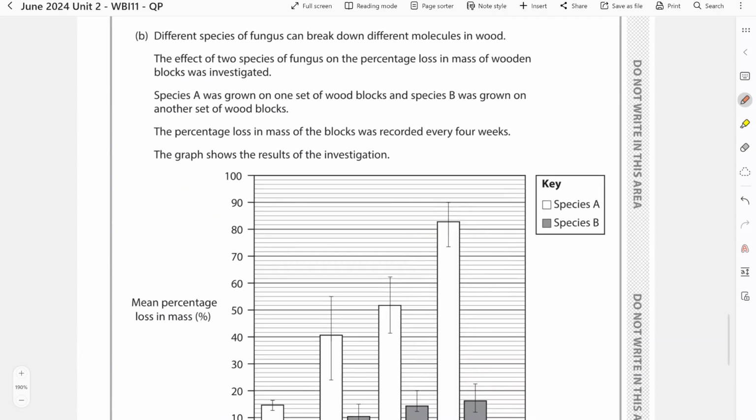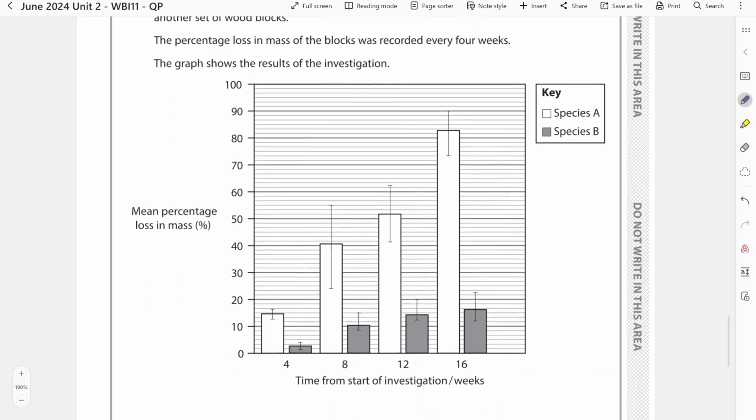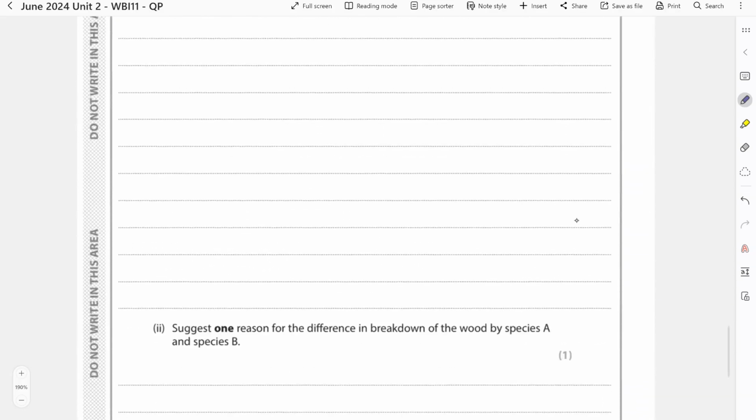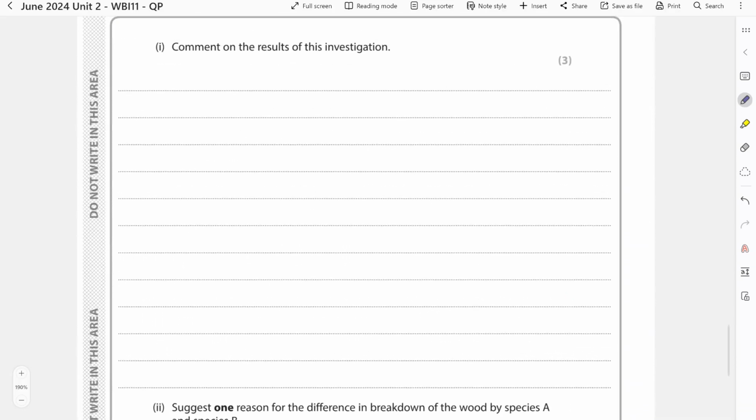Okay, part B. Different species of fungus can break down different molecules in wood. The effect of two species of fungus on the percentage loss in mass of wooden blocks was investigated. Species A was grown on one set of wood blocks, and species B was grown on another set of wood blocks. The percentage loss in the mass of the blocks was recorded every 4 weeks. All right, and we can see that here. And then part 1, comment on the results of this investigation.